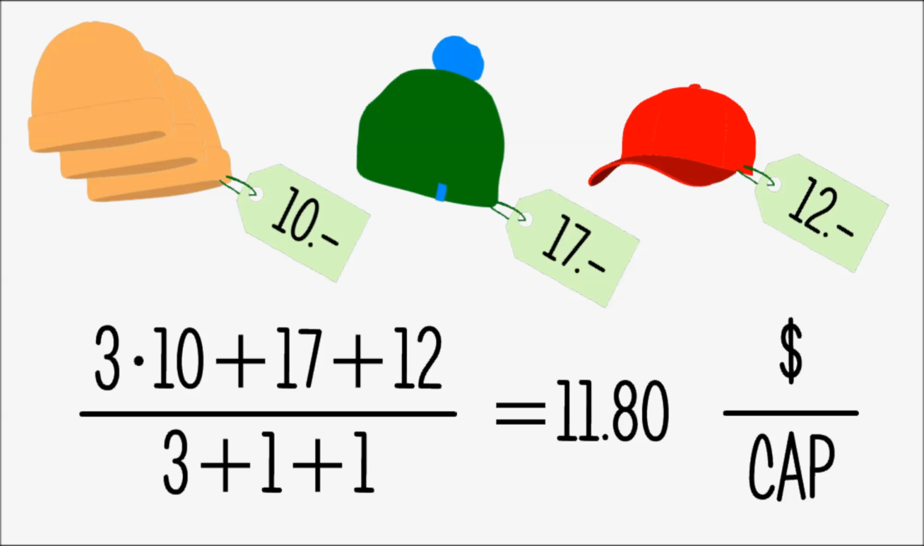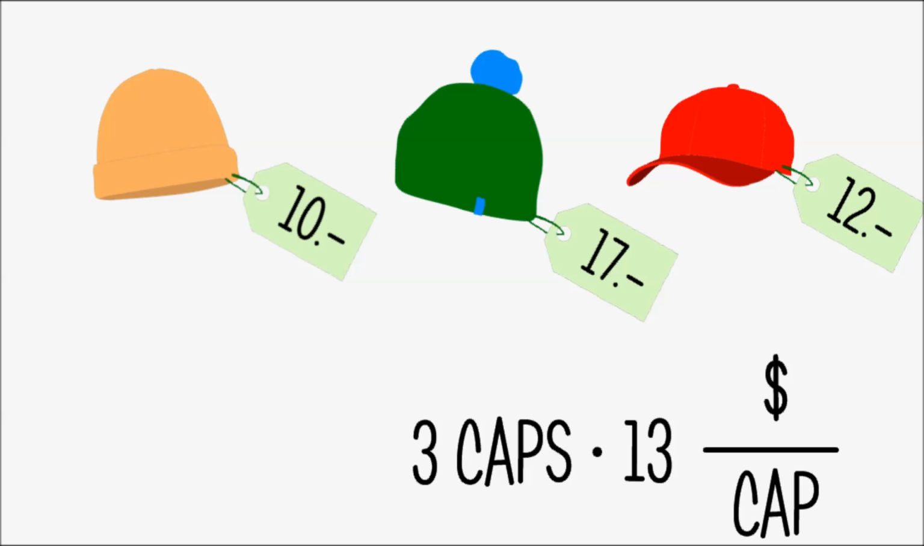So why are we doing this? That is because we expect a logical connection between an average and the overall or total value. What I mean by that is, if we multiply the mean with the number of caps that a customer bought, we expect to get the total amount that the customer had to pay. For example, if we buy three caps at a theoretical price of $13 per cap, we will need to pay $39, which is exactly what the first customer had to pay.